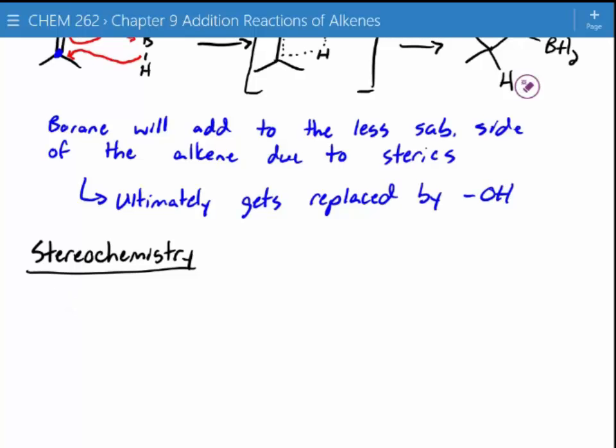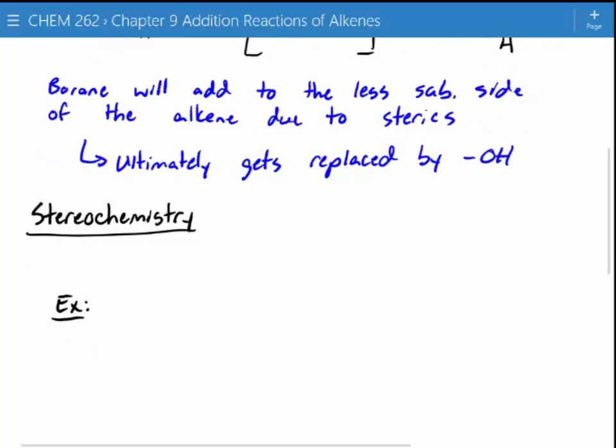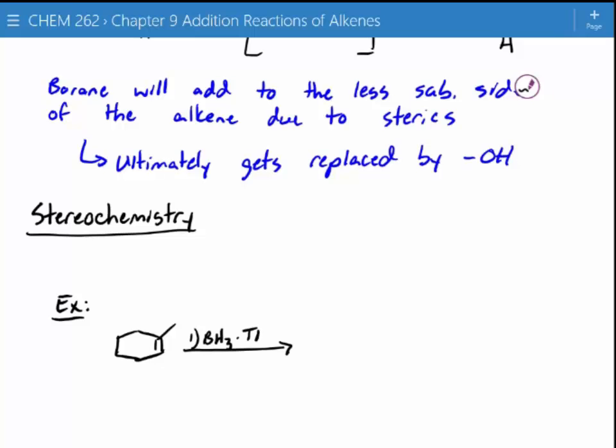Let me move this down. Let's take a look at this alkene. It's a cyclohexene. And we're going to do hydroboration oxidation. So we've first got that BH3.THF, and then we've got hydrogen peroxide and sodium hydroxide. When we do this, we're going to only get syn addition.